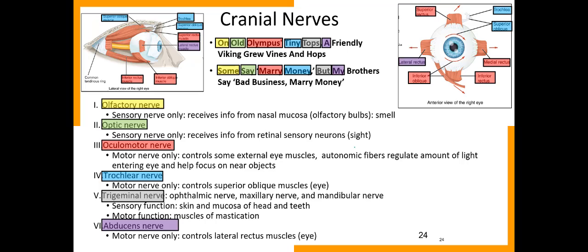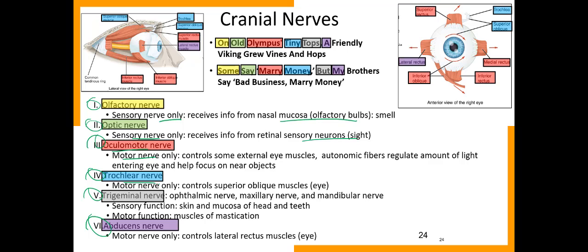So I split up the cranial nerves into 2 slides. And again, a couple of things. Just learn the Roman numerals. It's not really that hard. So, this is 1, 2, 3, 4, 5, 6. So you've got olfactory nerve, which is cranial nerve 1, is sensory nerve only, receives information about smell. Optic nerve, sensory nerve only, receives information about sight. Third nerve is the oculomotor nerve. Again, motor nerve only, controls external eye movements.